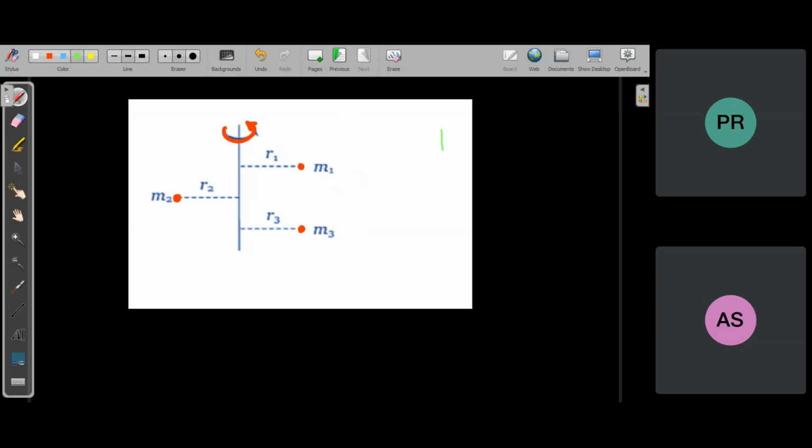can be defined mathematically as: moment of inertia I is equal to the summation of m r square, where m is the mass of the particle and r is the perpendicular distance from the axis.